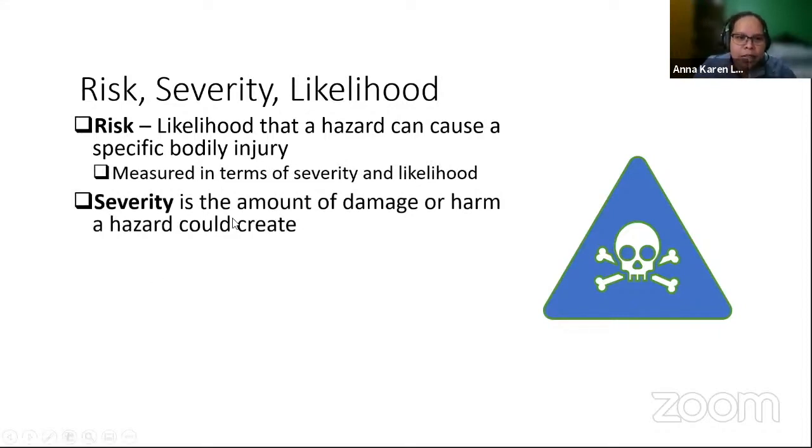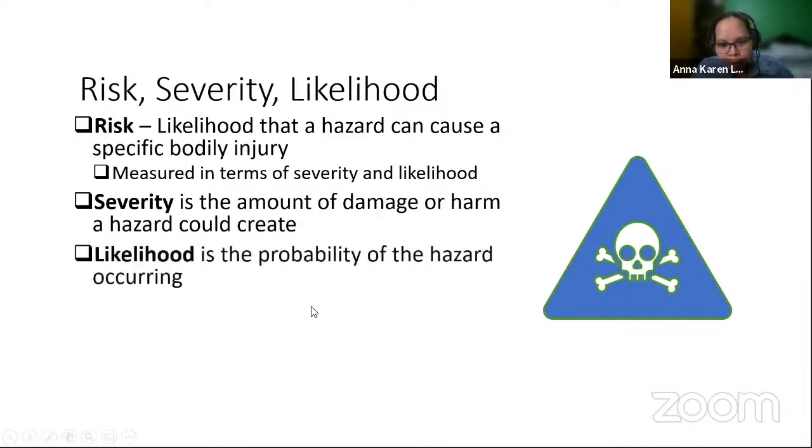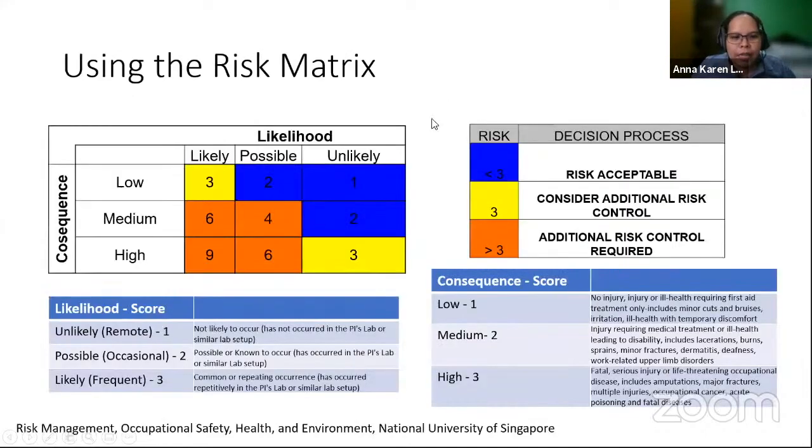So it depends on what the consequence of the hazard could be. That will be your severity. Likelihood will be the probability of the hazard occurring. So this is the risk matrix that is usually used, the one that we previously used in NUS. You have this matrix of consequence versus likelihood.